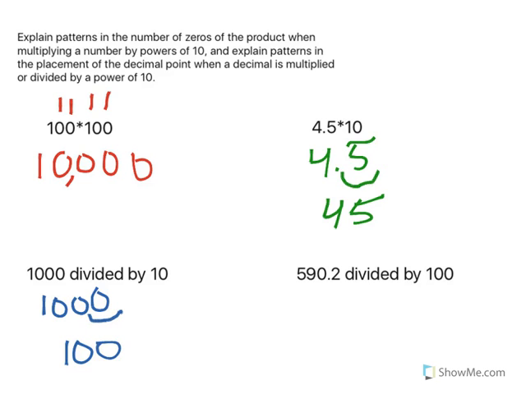Now for the last example, we have 490.2 divided by 100. So we write 490.2 divided by 100. There's two zeros, so we move it to the left twice. 1, 2. So this would be our answer. And hopefully everyone got that. And let's move on to the next concept.